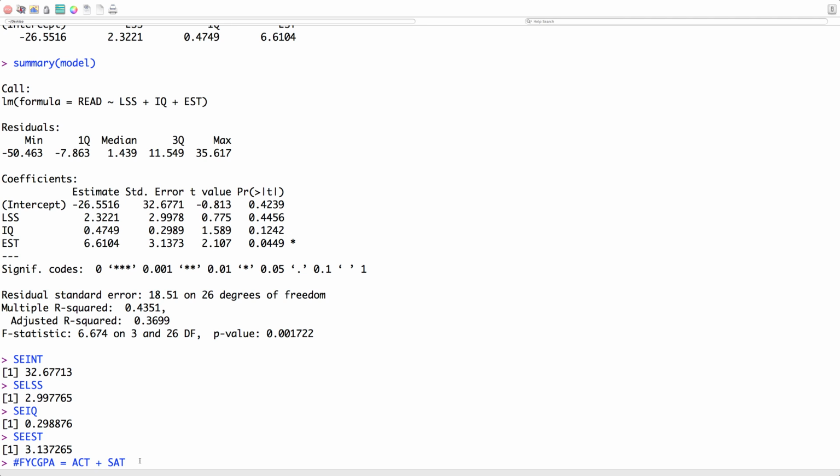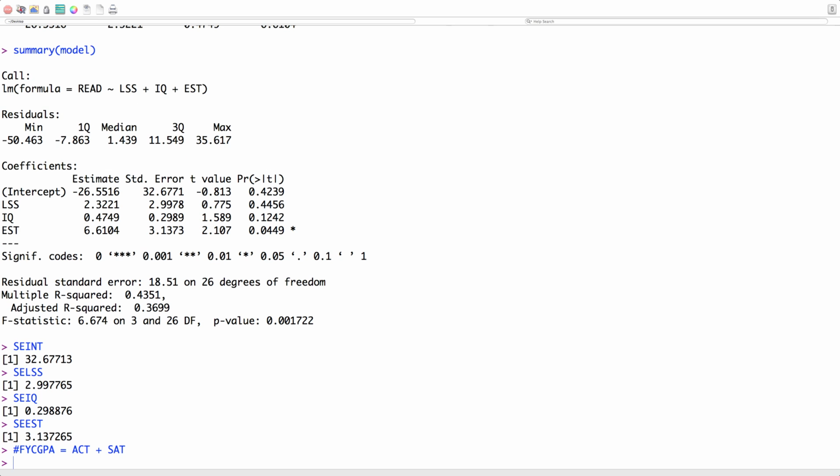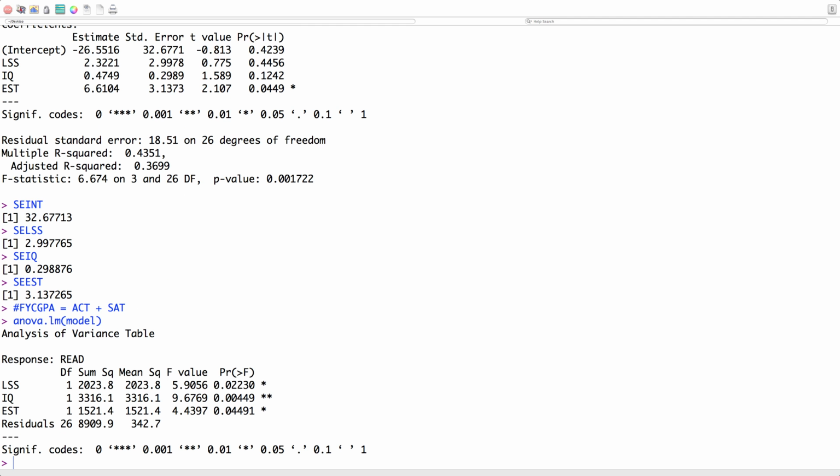So let me go in and do the ANOVA. This is going to absolutely drive you crazy. If I do ANOVA of the linear model for the model, then we're going to get this. Now, I just want you to look at that.